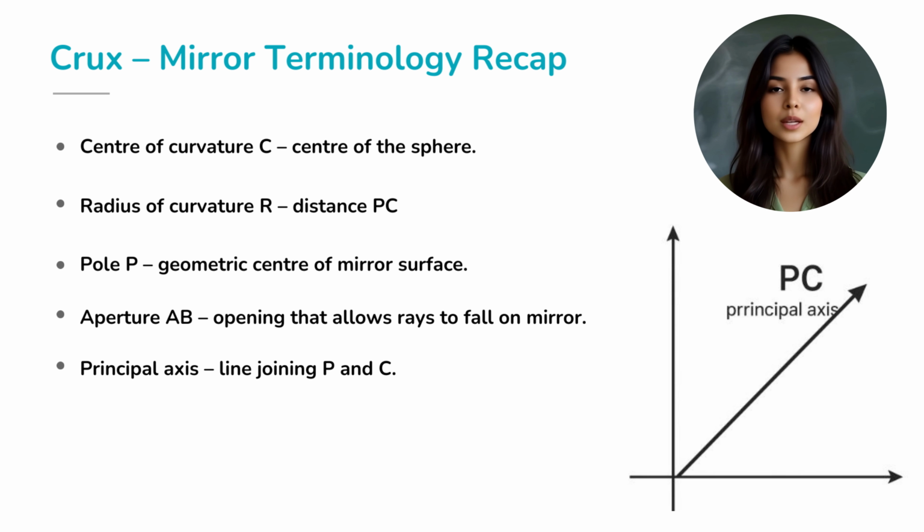So, let's wrap this up. We've learned 5 key terms that are the foundation of spherical mirror physics. Center of curvature C, the center of the original sphere. Radius of curvature R, the distance PC. Pole P, the middle point of the mirror surface. Aperture AB, the actual width that reflects light. Principal axis PC, the straight line joining P and C.